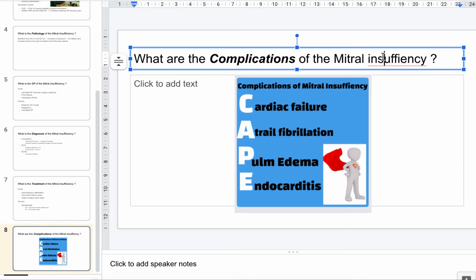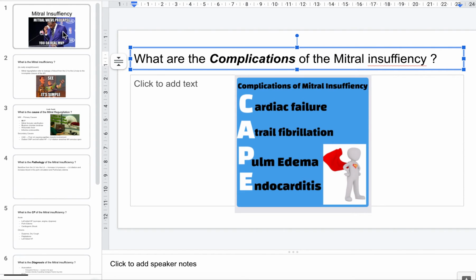The complications are remembered with this mnemonic called CAPE. CAPE: C is cardiac failure, A is AFib, P is pulmonary edema, and E is endocarditis. So these are the main complications of mitral insufficiency.